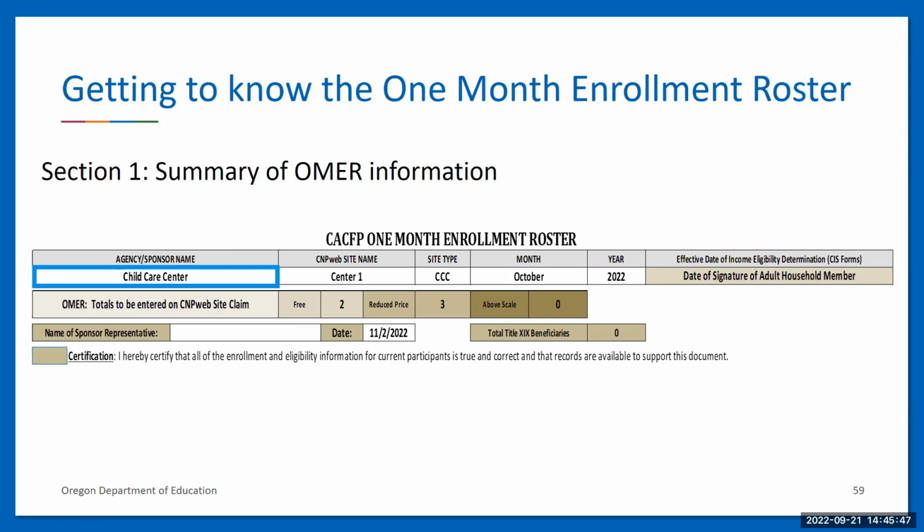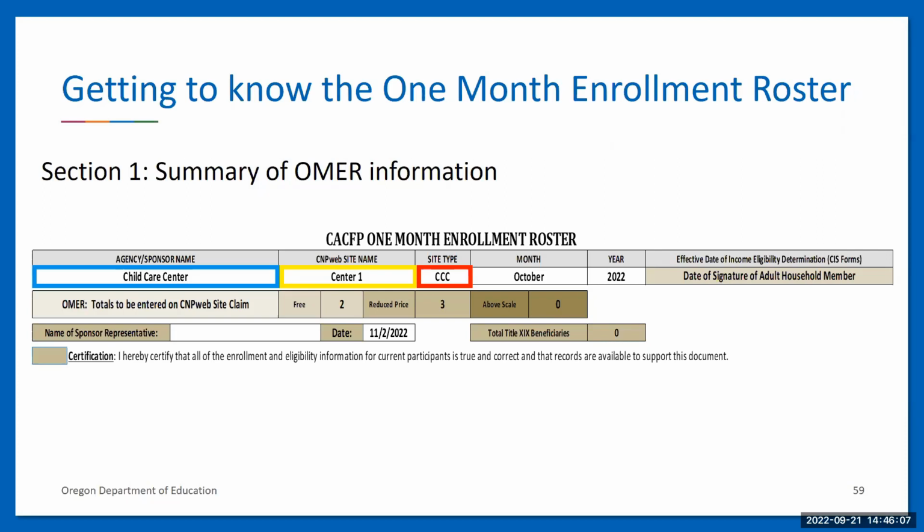Next is the CNP Web site name, now highlighted in yellow. Again, the site name listed here should match the name of the approved site in CNP Web that the eligibility information will be entered for during this first claim month of the fiscal year, typically October.